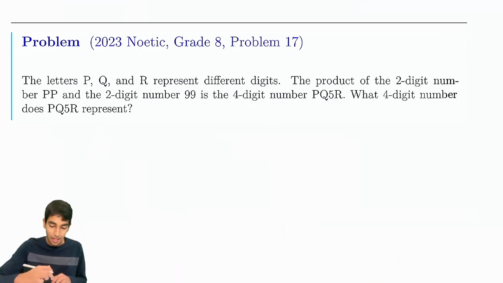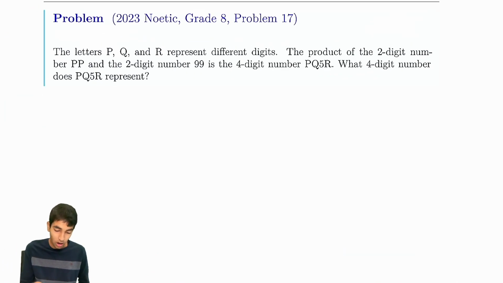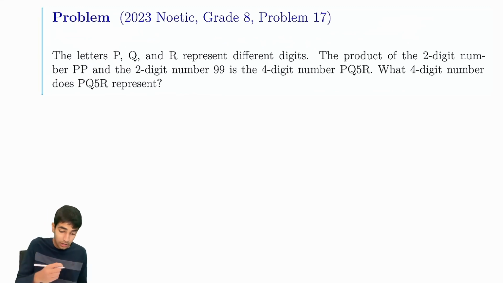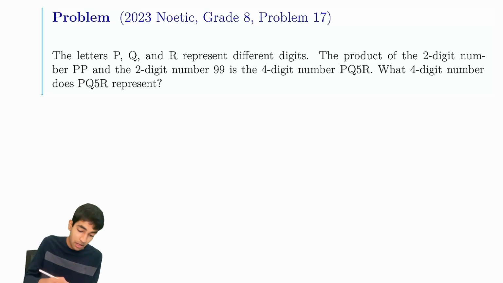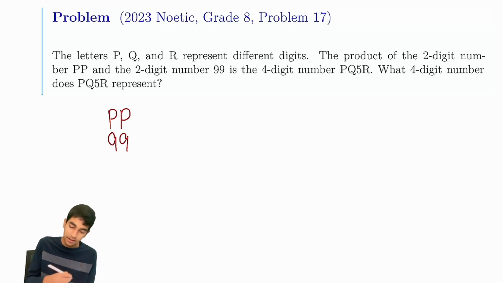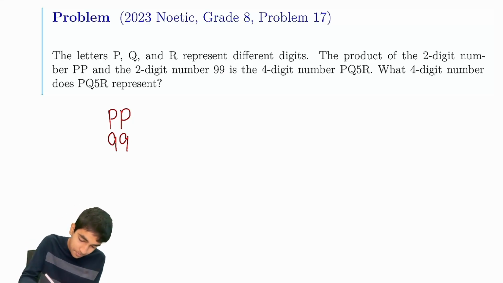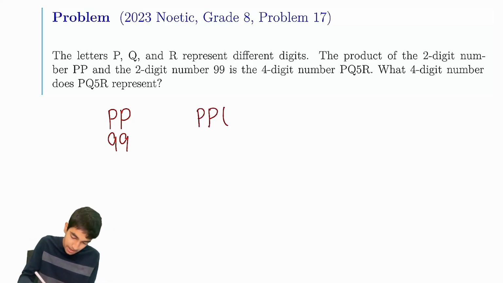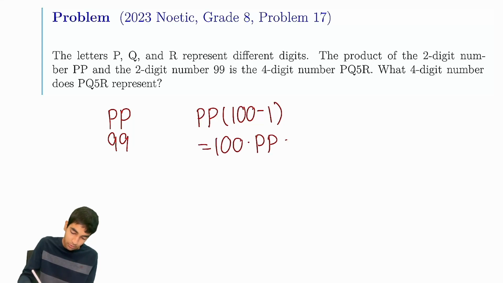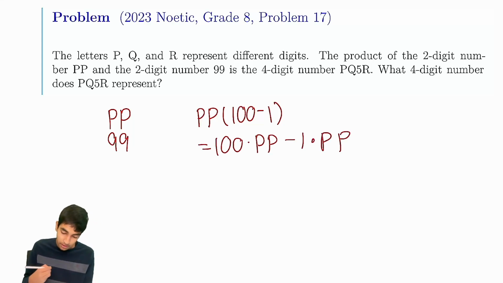Next question. The letters P, Q, and R represent different digits. The product of PP and 99 is PQ5R. What 4-digit number does PQ5R represent? So PP times 99. Well, 99, and here's the thing, you're looking for patterns here. It's not just a random number. It's 100 minus 1. So naturally, we should think about it as PP times 100 minus 1, which is 100 times PP minus 1 times PP, which we know is equal to PQ5R.